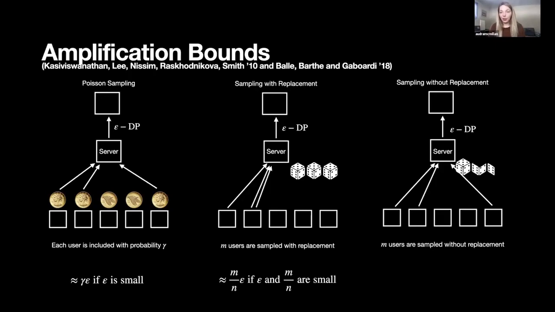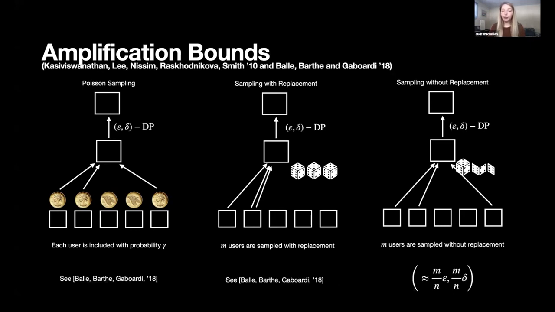The same thing happens for sampling with replacement. This one's a little bit more complicated. I also need the fraction of people contributing their data to be quite small, where n here is the size of my data set. So I get about the fraction of people contributing their data times epsilon as my privacy guarantee. And the same for sampling without replacement: I also get m over n times epsilon. I can do the same thing for epsilon-delta differential privacy.